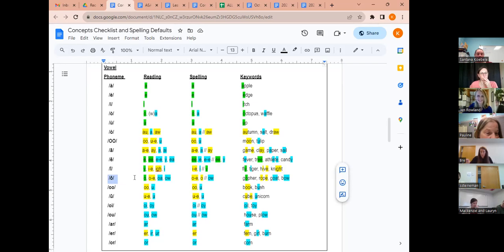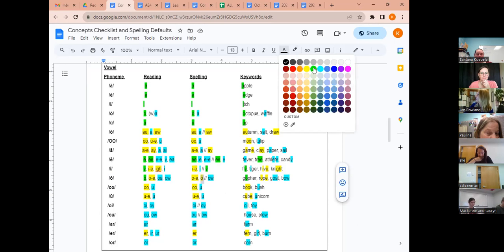So you do introduce it as a reading concept. This can be included when you introduce open vowel sounds early on. But notice it is not included as a spelling concept.